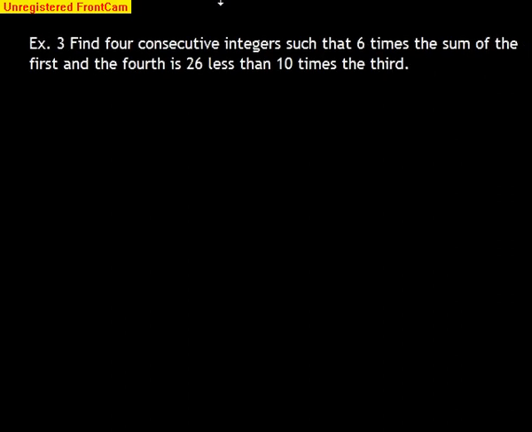This one is find 4 consecutive integers, such that 6 times the sum of the first and the fourth is 26 less than 10 times the third. So what's the first thing we do in consecutive integer problems? We need to set up our heading. So it's the same, but this time we have 4. So we're going to have n equals the first, n plus 2 equals the second, n plus 3 equals the third, n plus 4 equals the fourth.